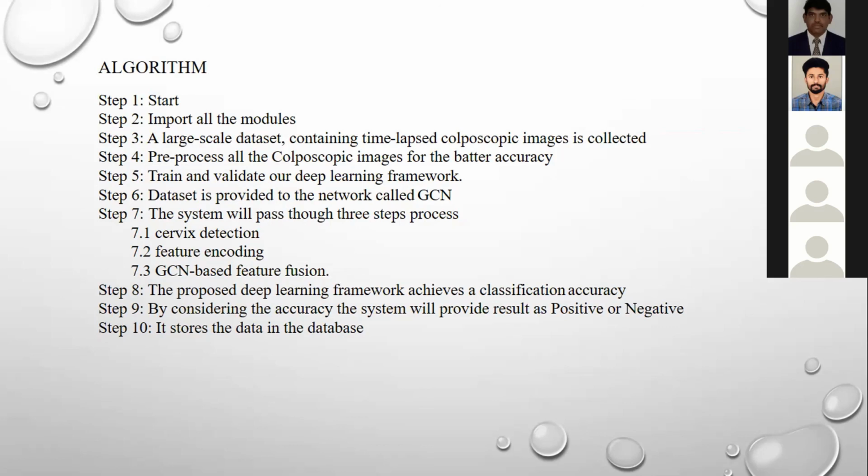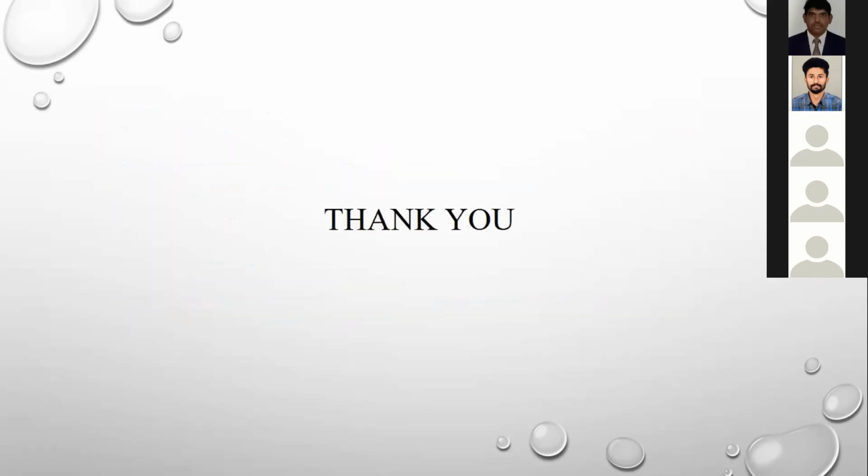The system will pass through the three-step process, as I mentioned earlier: cervix detection, feature encoding, and GCN-based feature fusion. The proposed deep learning framework achieves a high classification accuracy. Based on that accuracy, the system will provide the result, either positive or negative, and it will store the data in the database. Thank you, sir.